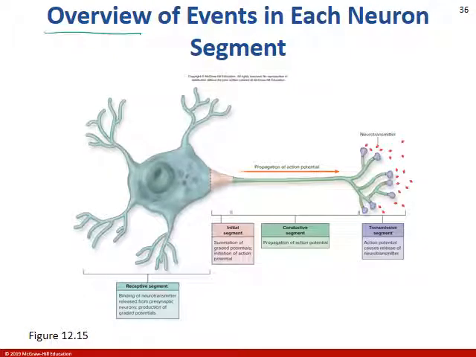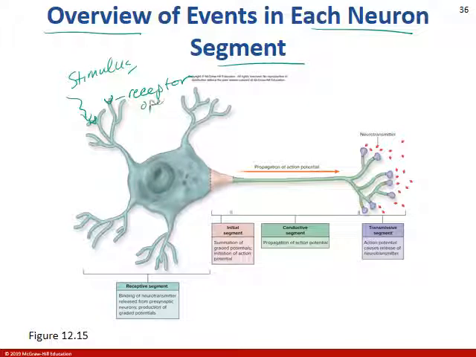Here's an overview of the events of each neuron segment. What they're saying is there's going to be some sort of stimulus here. There has to be a receptor, right? Some sort of chemical voltage gate, right? So there's going to be a stimulus. That stimulus is going to cause the receptor to open. That's going to cause a charge difference inside the soma or the dendrite. And when it gets to the axon hillock, remember that's where the sodium only gate was.